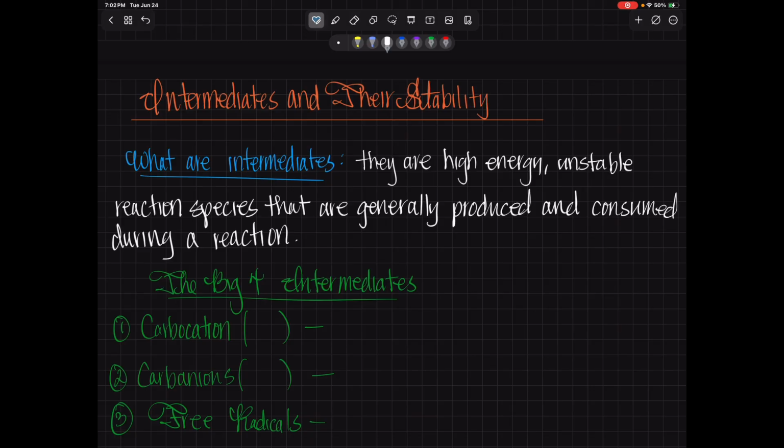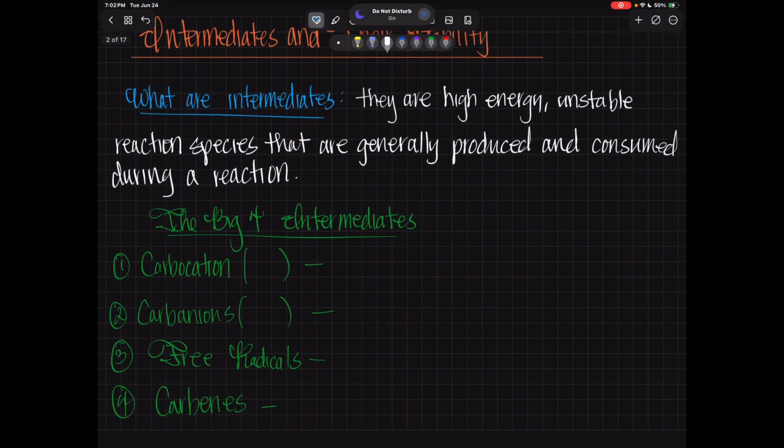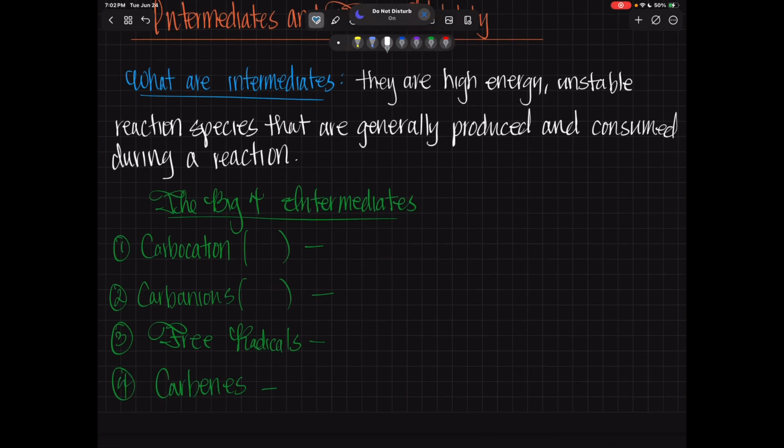And when it comes to intermediates, we have four that are the most common and ultimately what we deal with. We call these the big four intermediates. And they consist of carbocations, which we denote as C with this little plus up in the corner. You can circle it or not. And these are positively charged carbons.